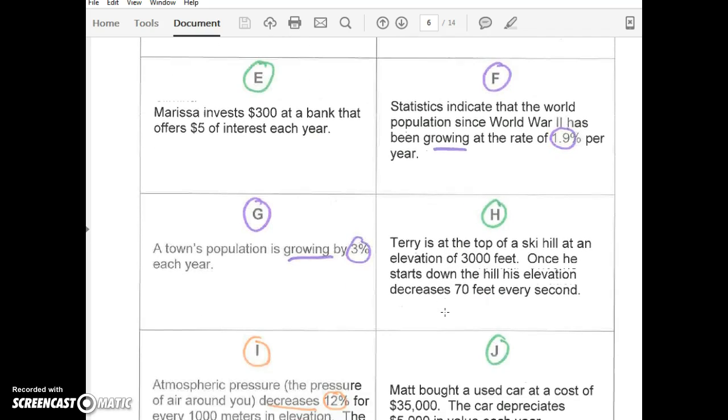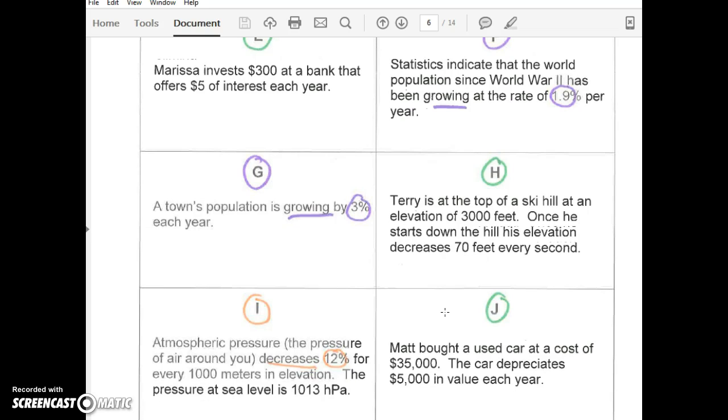In E, Marissa invests $300 at a bank that offers $5 of interest every year. We're adding $5 every single year. It's not changing. In H, Terry's at the top of a ski hill at an elevation of 3,000 feet. He's losing 70 feet every second. So we're subtracting 70 every single time. It's not changing as far as what we're decreasing by.